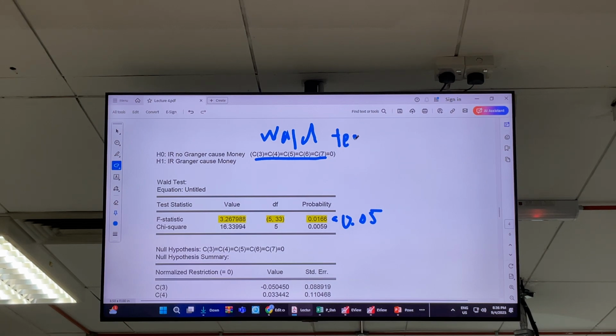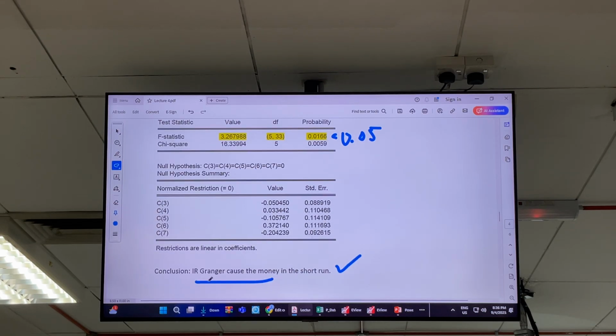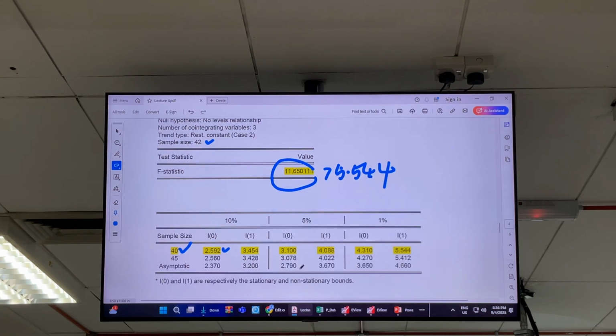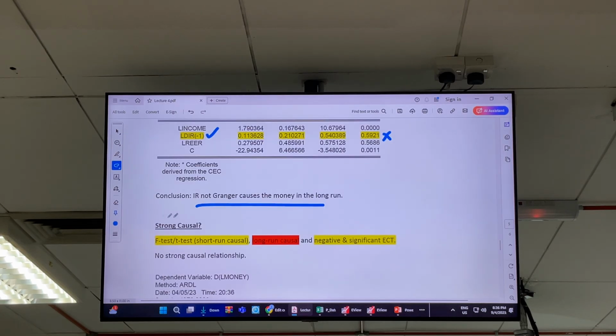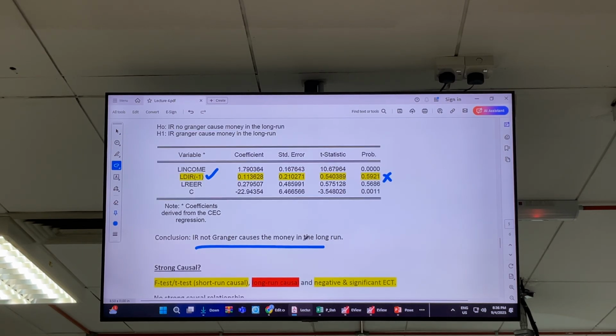Right? You can try at home. You can try this one, so you can get this result. So you will find that there is Granger causality from the interest rate to money in the short run. Then how about the long run? In the long run, right?